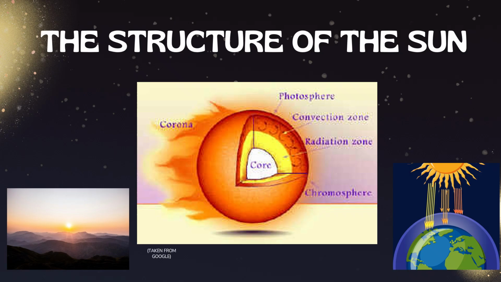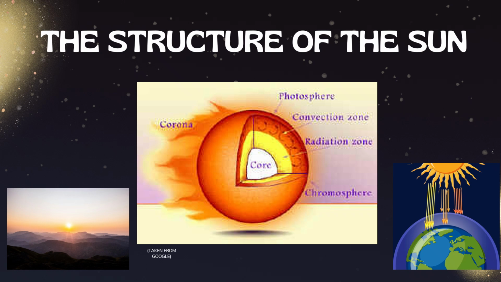Now let us discuss the structure of the sun. The sun is not just a huge ball of fire, it actually has a complex internal structure. At the center of the sun is the core, where the nuclear fusion reactions take place. The sun gets all its energy from this.